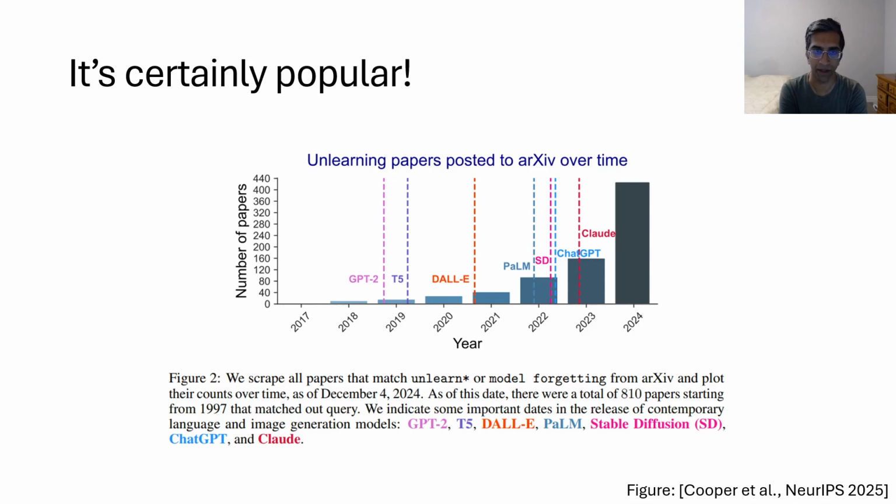It's quite popular. So here's a figure from a paper by Cooper et al., which was a position paper at NeurIPS 2025. And it tracks the number of papers posted to arXiv on machine unlearning. And you can see that it's really exploded over the last couple of years. 2024 was perhaps the largest to date. And also this is being recorded right now in 2026. This does not contain 2025 or the prefix of 2026 thus far, but I would wager that they're even bigger than 2024.